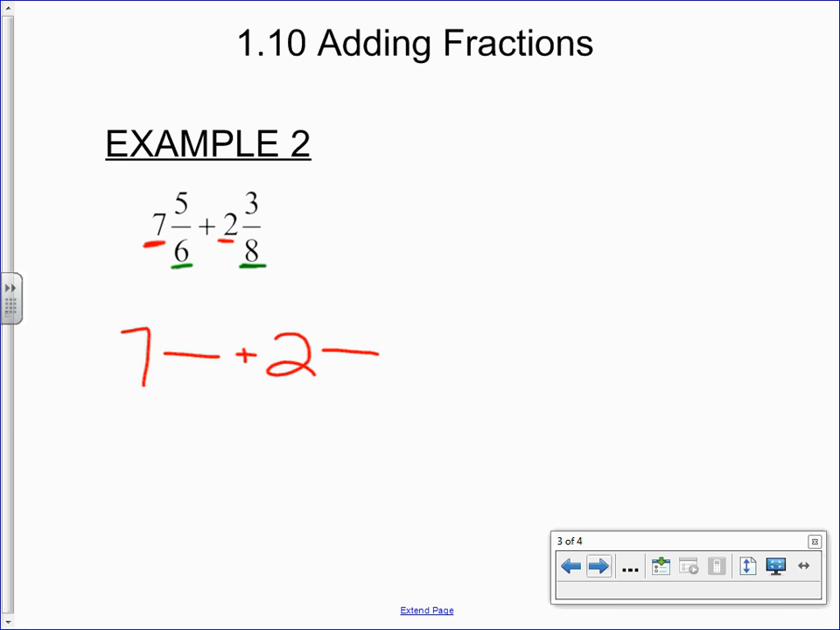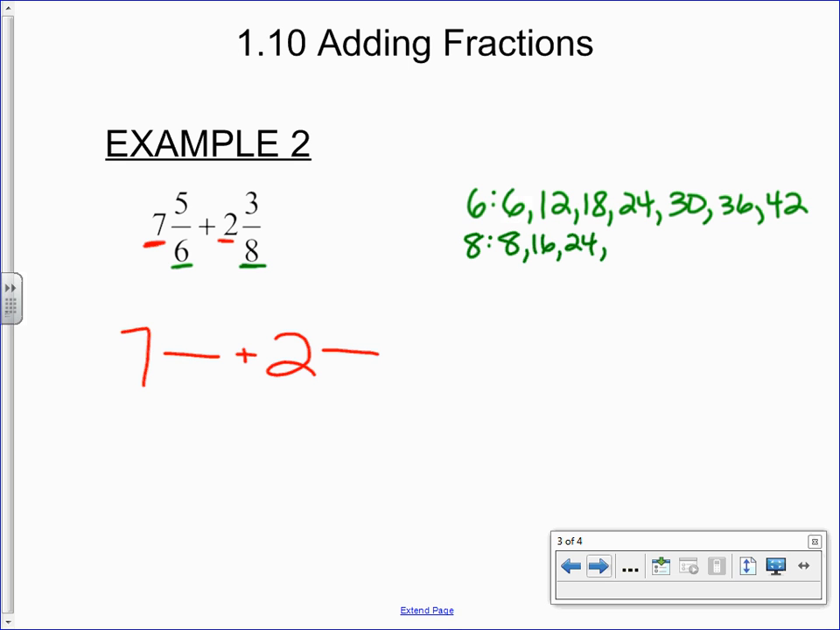So I'm going to list some multiples of 6. 6, 12, 18, 24, 30, 36, 42, and we'll stop there for now. If I find the multiples of 8, that would be 8, 16, 24, oh, and there we find it. Our least common denominator would be 24.